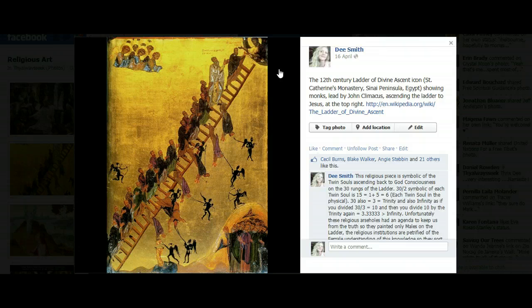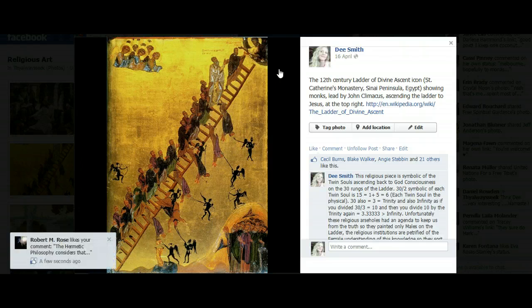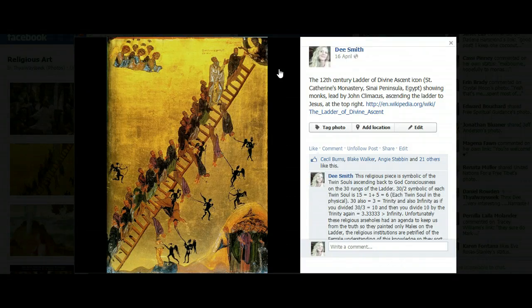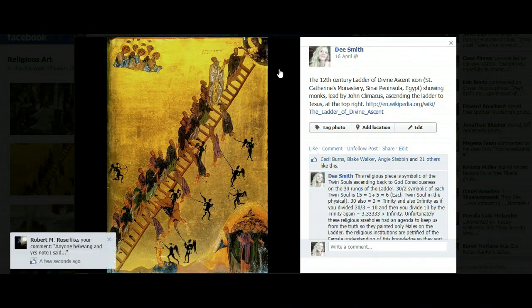So this painting shows a lot of information, and once again it's all encoded in the numbers. And so to start with, we see that the souls are ascending back to God consciousness. And so this can depict the twin souls returning back to God consciousness. And there are 30 rungs on this ladder. Now, if we divide 2 into 30, we get 15. And 1 and 5 is 6. And we know that 6 is the soul in the manifested physical form. So 6 is us when we are in the physical.